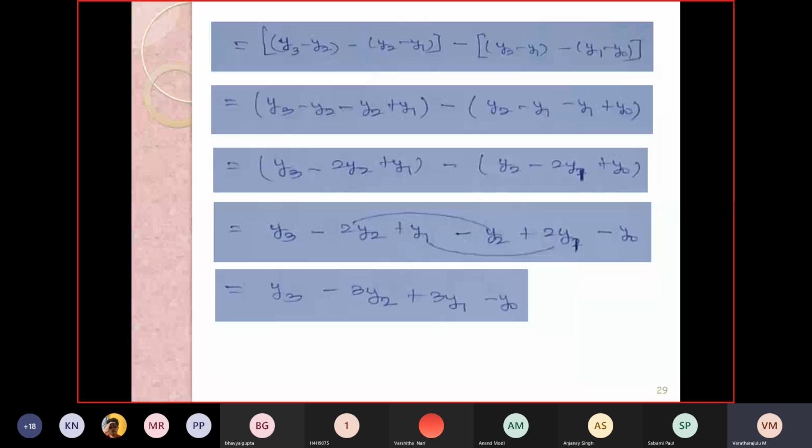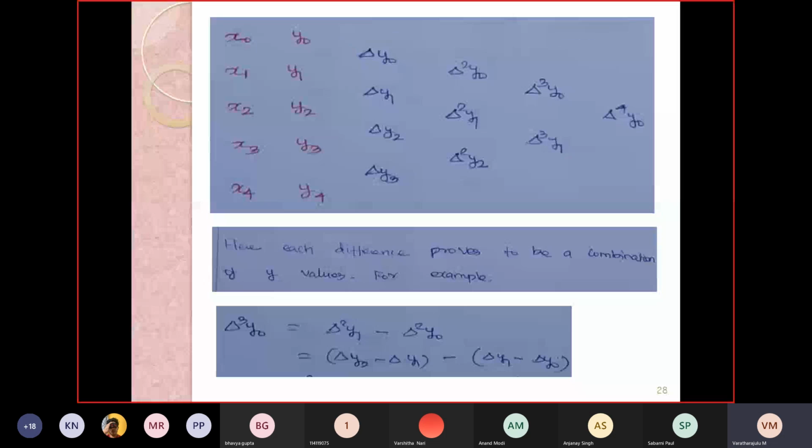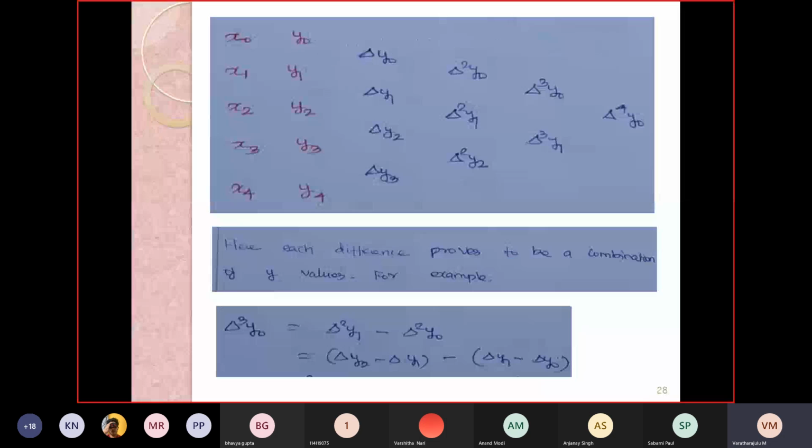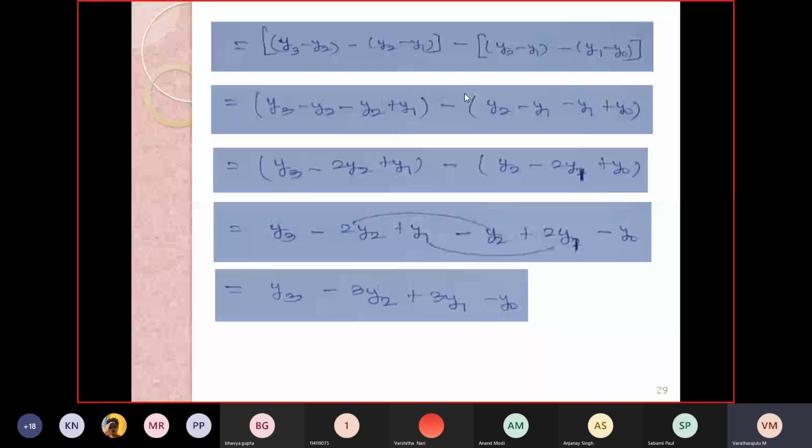And by applying the values of delta y2, delta y1, and delta y0, that is y3 minus y2, and delta y1, y2 minus y1, and delta y0, y1 minus y0, and this minus we need to apply to the terms y2 and y1. Therefore, that becomes minus y2 and plus y1. This minus, let it be the term minus, and here minus y1 and plus y0.